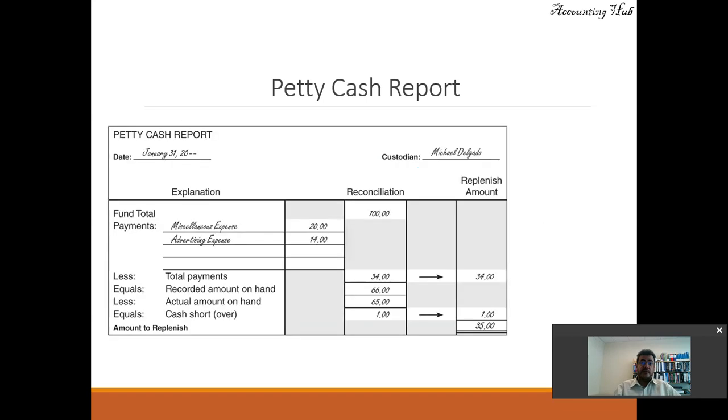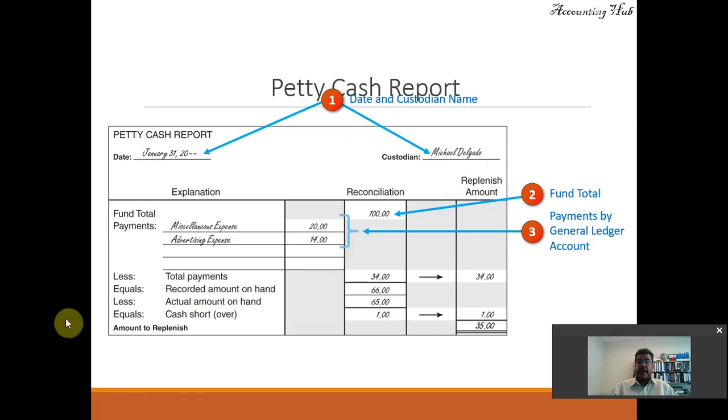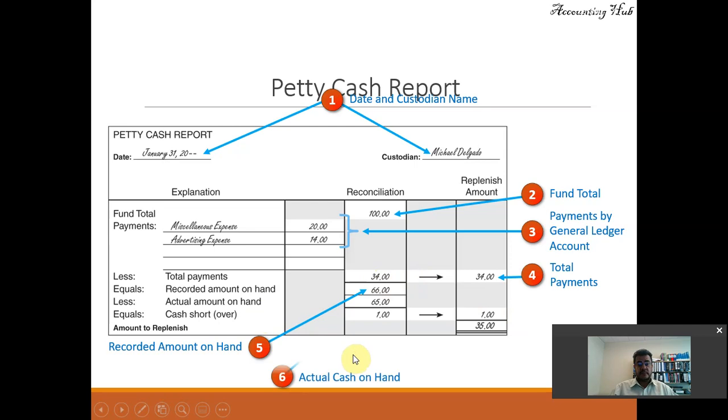So here, a petty cash report. First of all, the date and the custodian name, so who is managing the money. The total fund, let's suppose $100. Our payments, 20 and 14. So total payments, 34. And now, amount on hand, 66. So my actual cash on hand is only 65. So I lost $1, and then we are short $1.